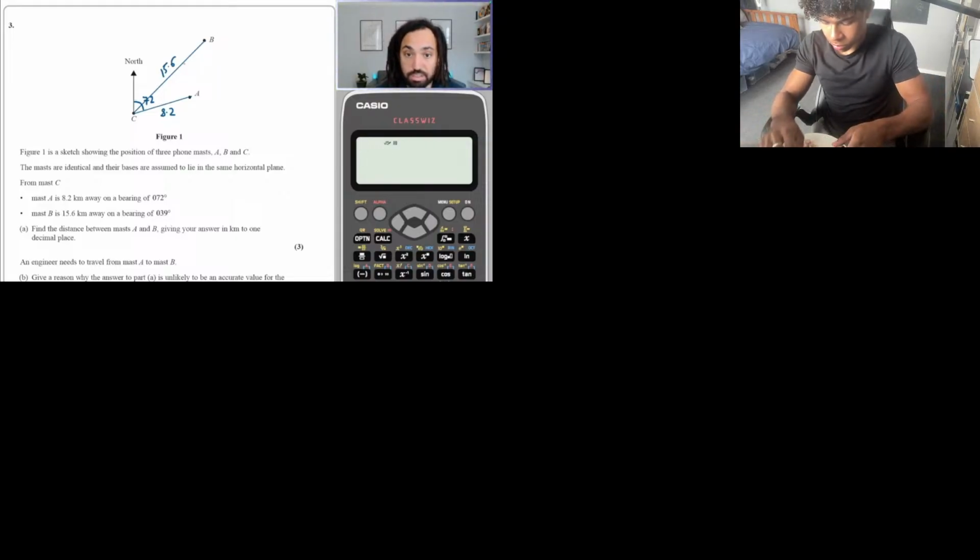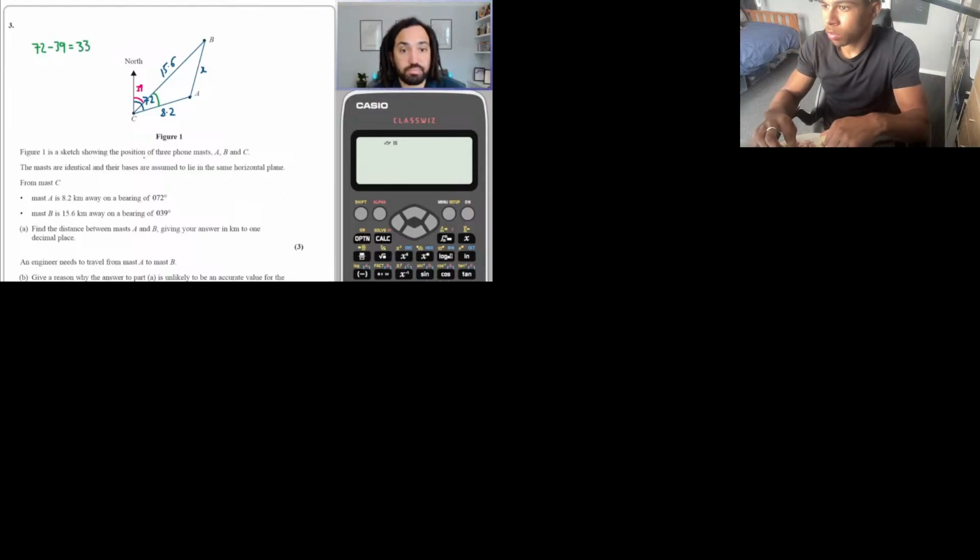So this angle in here, let's do a different colour. That red angle is 39 degrees. Find the distance between masks A and B, giving your answer to 1 decimal place. Okay, so we need to find this distance in here. I'll call it x. And we can also work out what this green angle is here, because it will be the blue angle of 72 minus the 39 angle, the red one. So that will be 33.